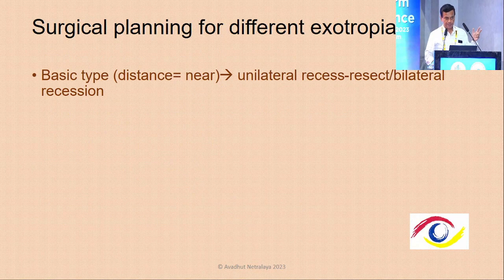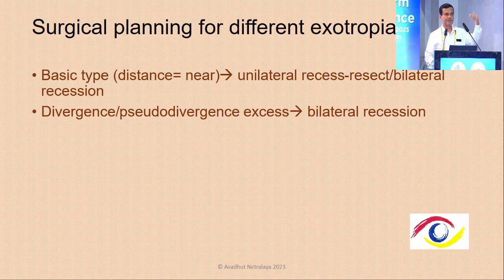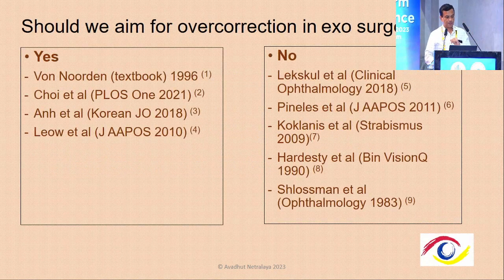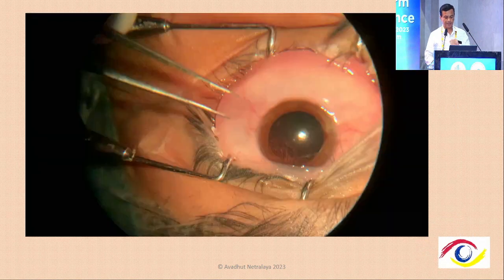There are different kinds of squint which also determine the kind of surgery which we do. By a basic type, when the deviation for distance and near is the same, you do a unilateral recess resect or a bilateral recession, which I prefer. Divergence or pseudo-divergence excess, we go for bilateral recession. One important point is, if there is a basic exotropia, don't do only bimedial recession, resection. Always do lateral rectus recession. That only will give you the desired result. So whether to aim for overcorrection or not, that's also a debatable topic. There are few clinicians who feel that you can keep orthophoria.